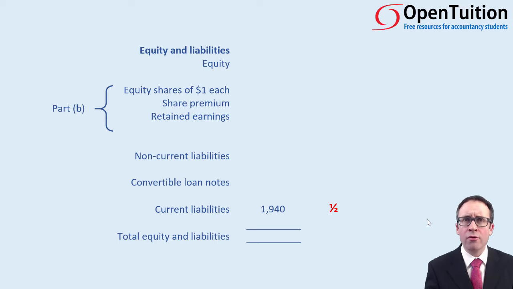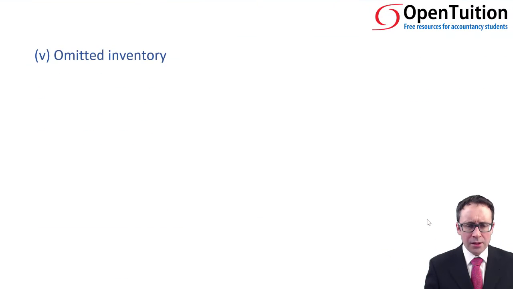Okay, so that takes us to 3, doesn't it? We were on 2.5. Okay, everybody happy with where we are so far? Yeah, 2.5 out of the 10. Okay, so let's do the easy bits first, shall we?